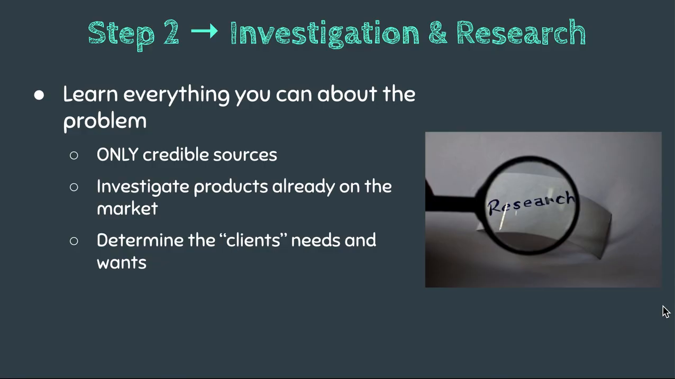When you are doing research, you only want to use credible sources. Usually you want to stay away from Wikipedia just because anyone could go on there and edit an article. So you definitely want to stick to credible sources. You can also use this time to investigate products already on the market. So back to my catapults example, you're not the first group of students to be building wooden catapults in school. It's been done for years and years and years. So go to Google, see what other students have created in the past, and that can be a form of research. You can use that to inspire your future designs.